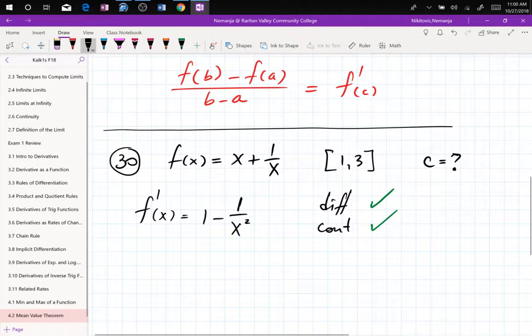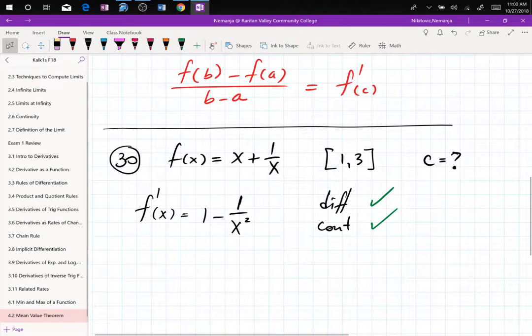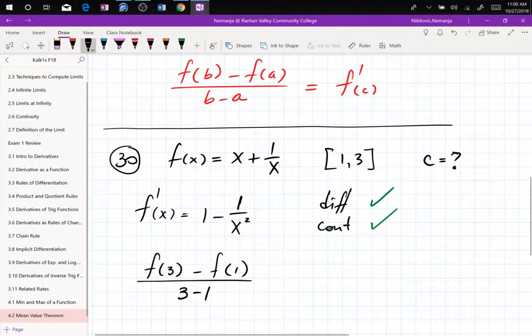So conditions are filled. Well, let's plug everything in the formula. So f of b, well, that's going to be f of 3 minus f of 1 divided by 3 minus 1. That's the left-hand side. That's the average. Yeah, we'll have to compute it, but that's it.